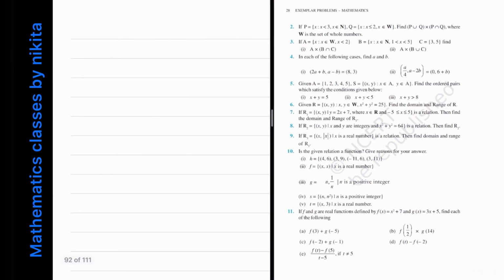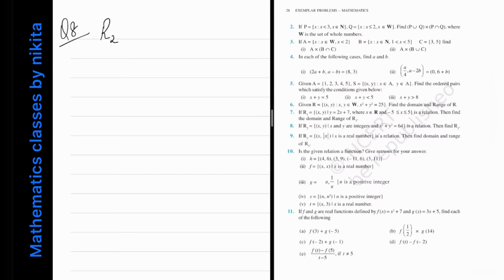Question number 8. If R2 is equal to all those x comma y such that x and y are integers, note that x and y are integers, and x square plus y square equal to 64 is a relation, then you have to find R2. So question number 8. So what is R2?